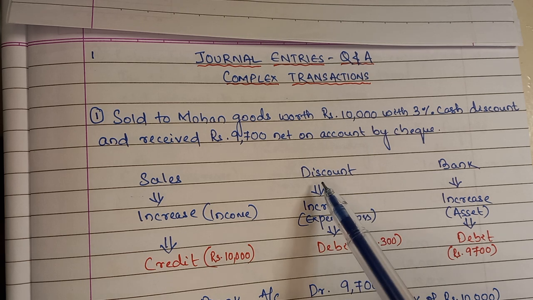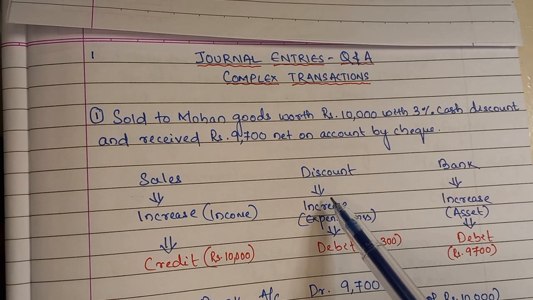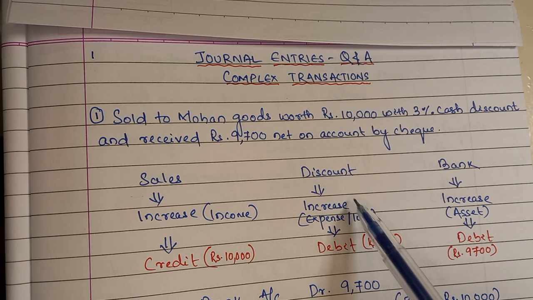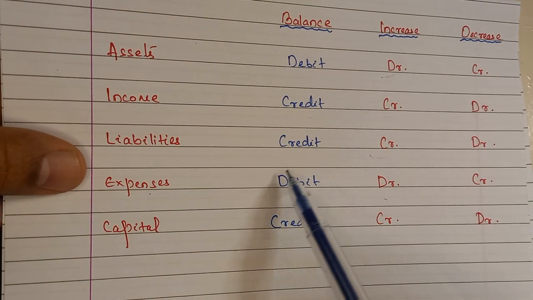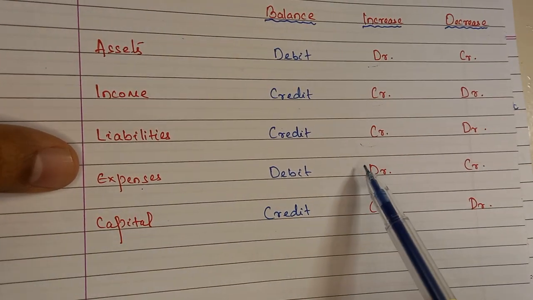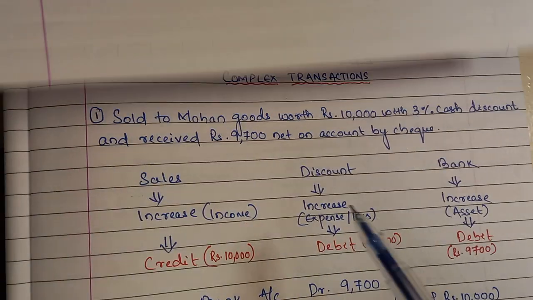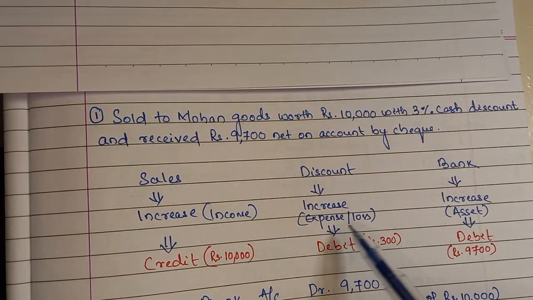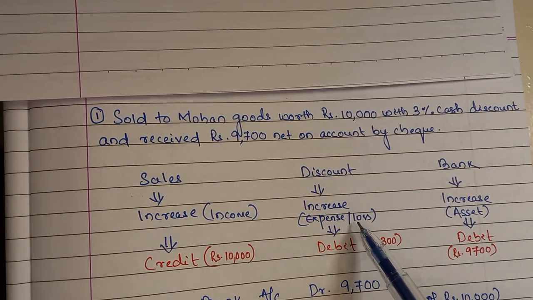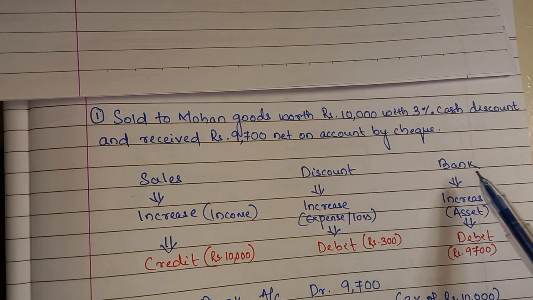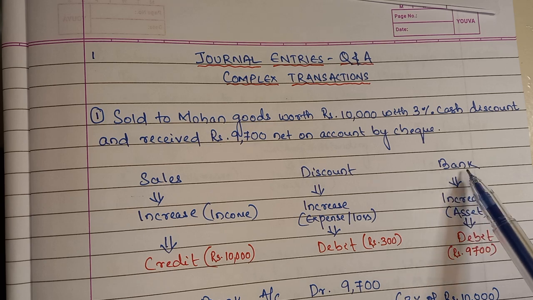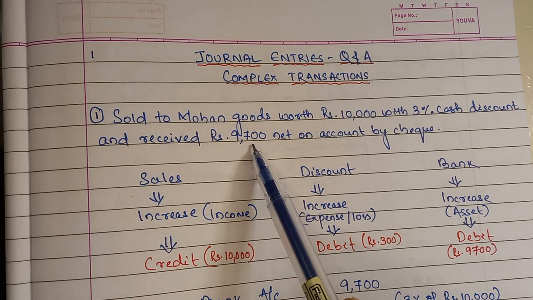Now coming to the discount part, there is an increase in discount. It is an expense, and the thumb rule says that expense is a debit balance and any increase in expense is always debit. So here discount, because it is increasing, or you can say it's a loss, hence debit of 300. Now coming to the another account, that is bank, because we have received money 9,700.